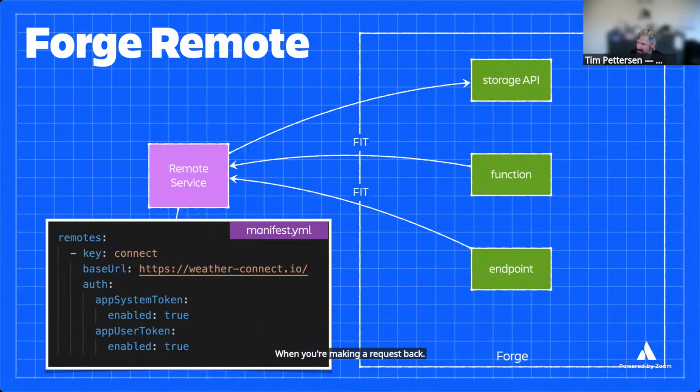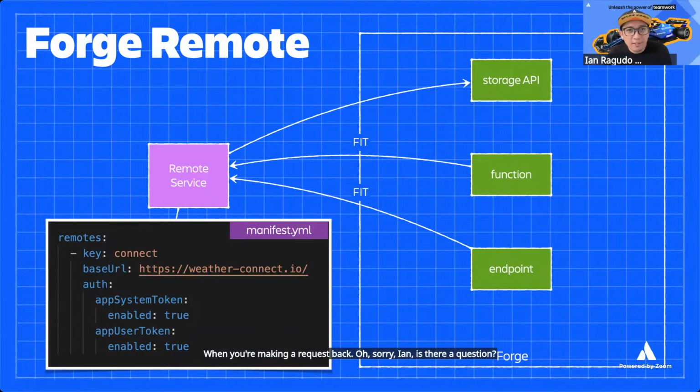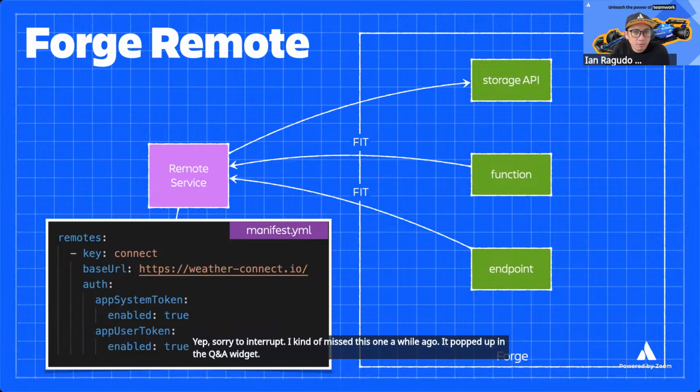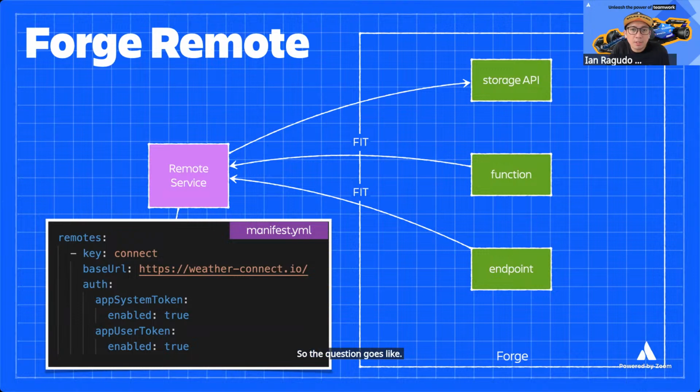Oh, sorry, Ian, is there a question? Yep, sorry to interrupt. I kind of missed this one a while ago. It popped up in the Q&A widget. So the question goes like, can the egress be an ATL product, Cloud API? That's from Ulrich.